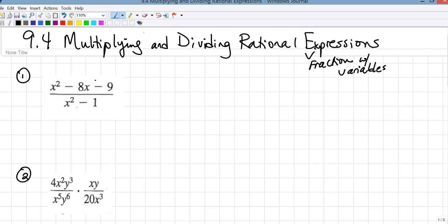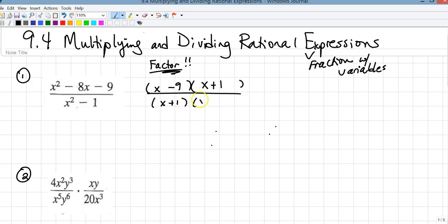In order to separate them, we have to factor. So the key word for this lesson is to factor. That's what we have to do. So we're going to factor our numerator into x minus 9 times x plus 1. And we're going to factor the denominator into x plus 1 times x minus 1. Now I have separated the numerator and the denominator into two factors. I have an x minus 9 times x plus 1 and an x plus 1 times x minus 1. So I have two factors in my numerator and two in my denominator.